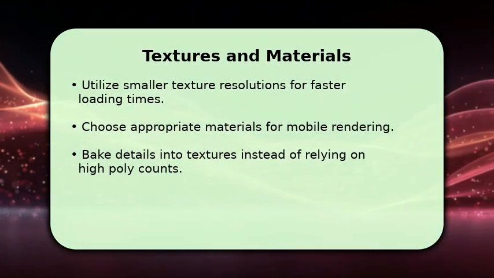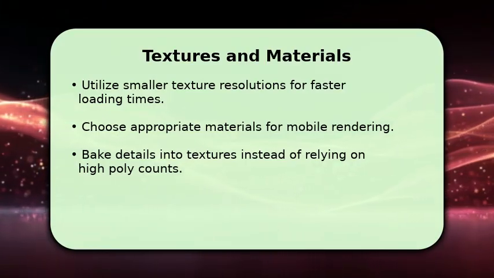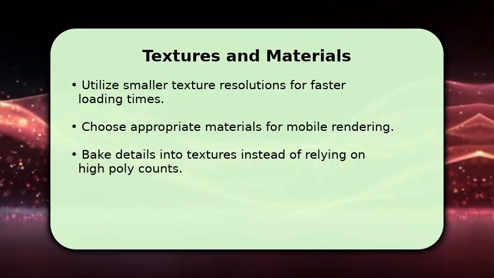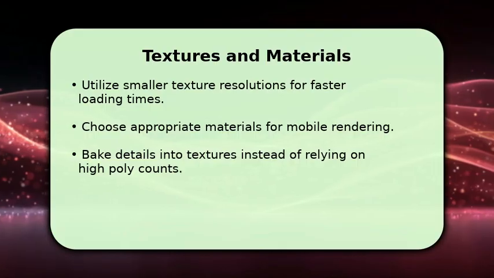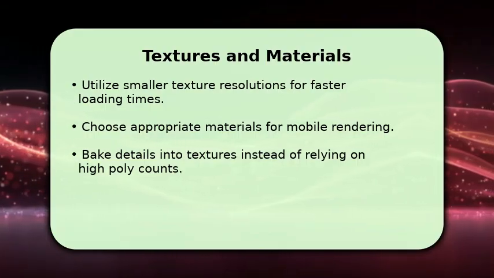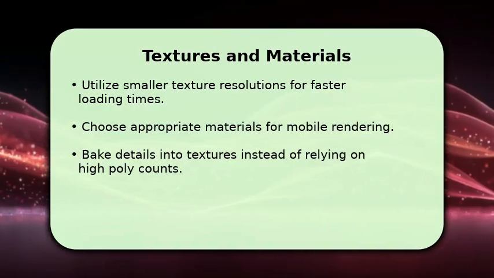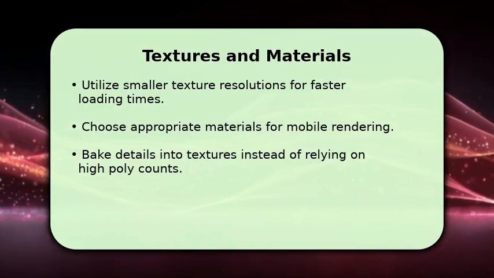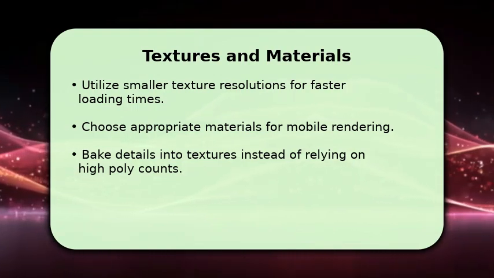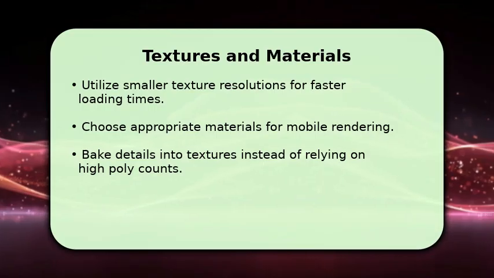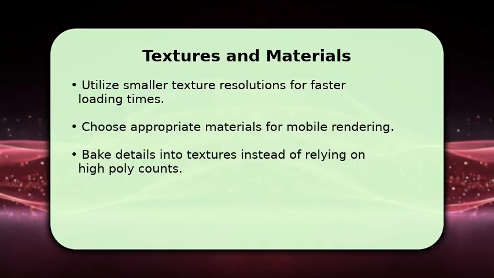Next, let's talk about textures and materials. For mobile, it's best to use smaller texture resolutions, such as 256 by 256 pixels, to ensure faster loading times and reduce memory usage. Choose materials that render efficiently on mobile devices. A great technique is to bake intricate details into your textures, like normal maps, rather than relying on a high polygon count to achieve visual richness. This creates the illusion of detail without taxing mobile hardware.